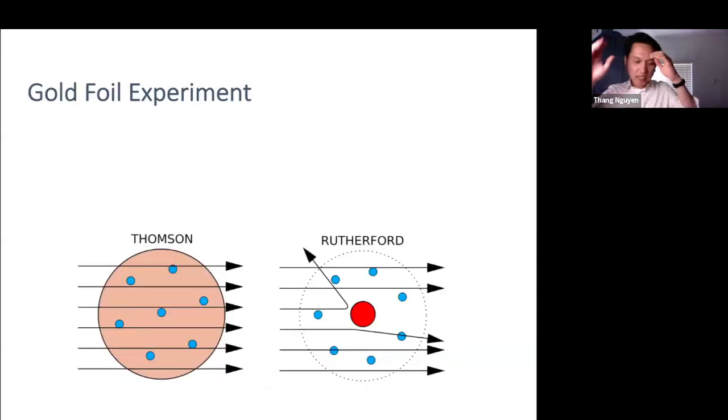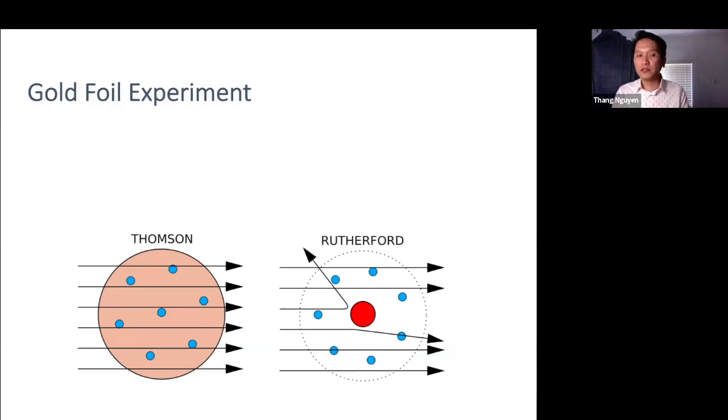Thomson and the scientific community at the time proposed a model for the atom, and it's called the plum pudding model. Sometimes it's like a muffin. That's what a plum pudding is. Basically, they imagined an atom where electrons are just sprinkled throughout, and the mass of the atom is also evenly distributed.